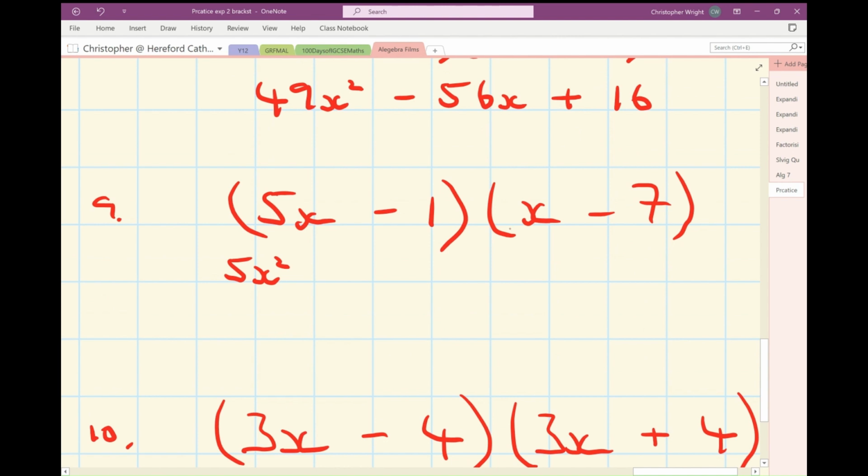The nose, minus an x. The mouth, minus 35x. So minus 36x in total. Minus 1 times minus 7 plus 7.